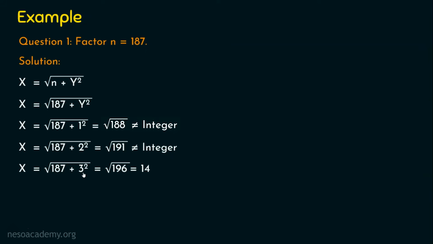Is this the final value? No, this is not the final result. Please note, this value of x and y are intermediate result. So this is not the final result. Yet we need to apply one more formula. Before that, let's see what values we got. X is equal to 14 and y is equal to 3. This is not the final result. Just recollect one more formula.